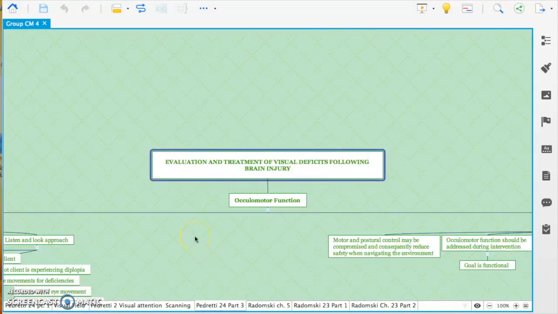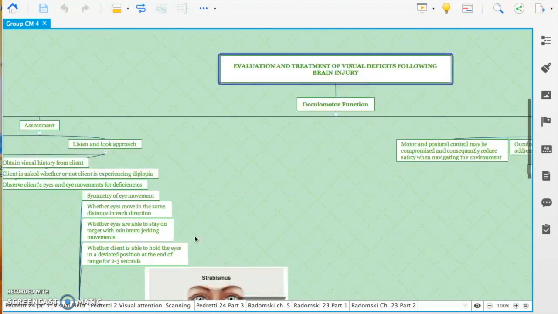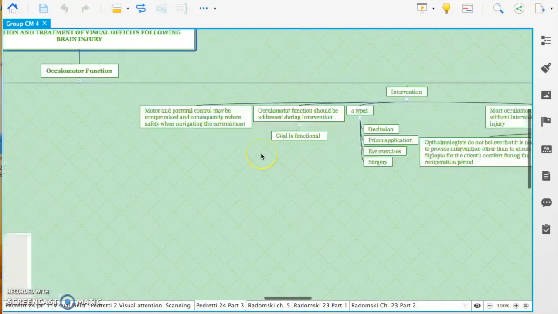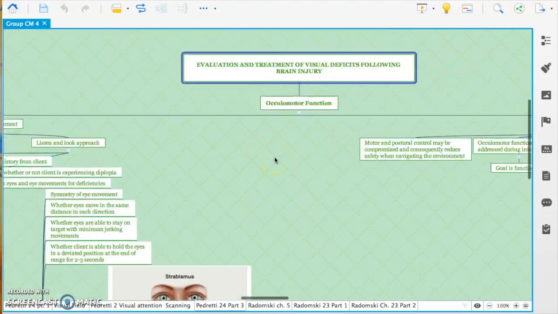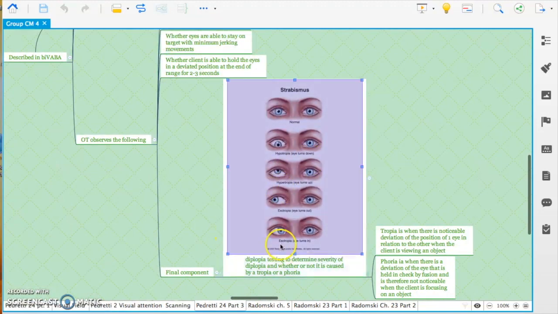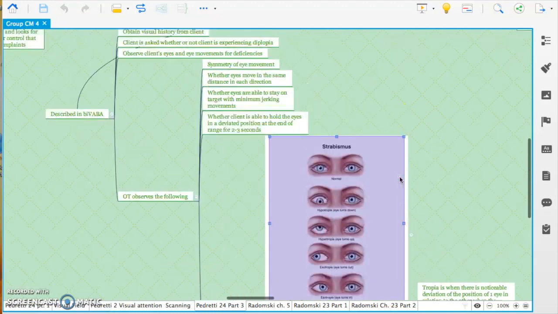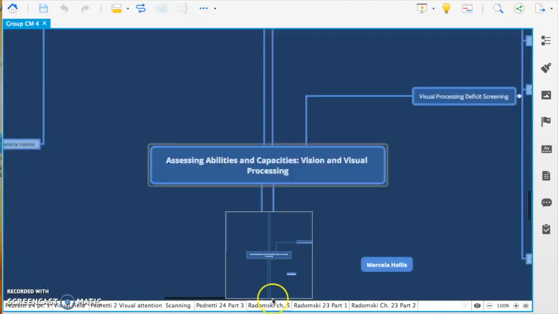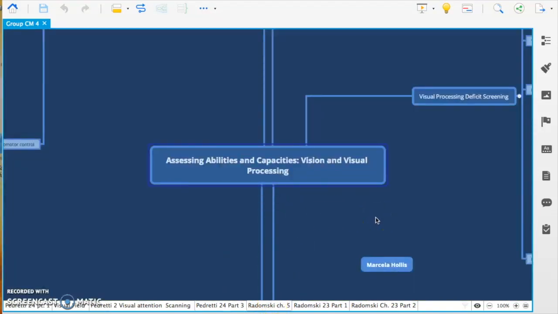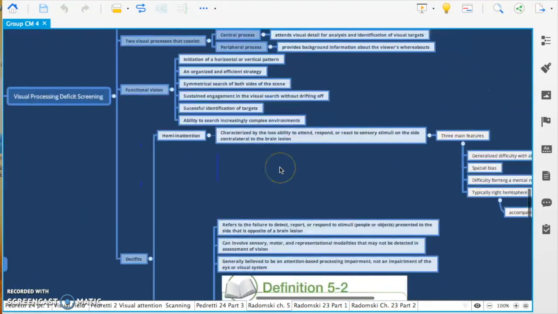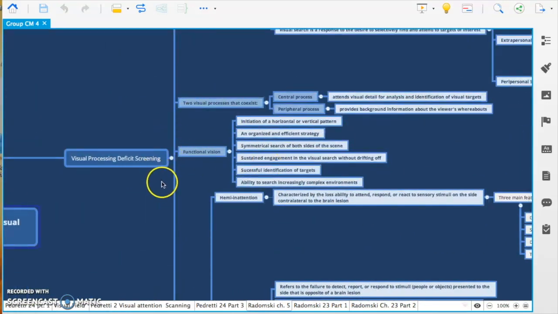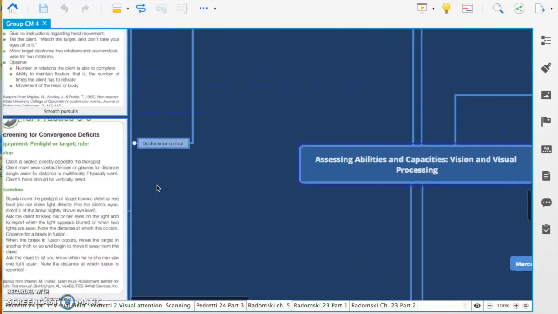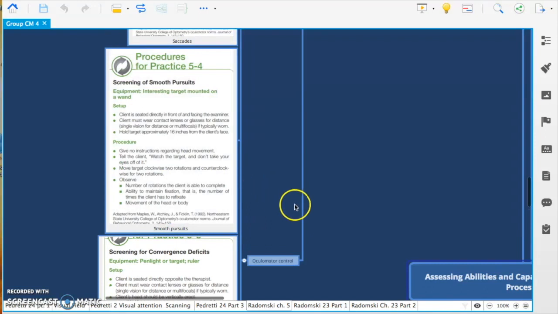So then there is evaluation and treatment of visual deficits following brain injury, and a big one is oculomotor function, and so that breaks down to assessments and intervention when there are deficits in this. There is strabismus, and you can test this as well as observe the patient. The next part is assessing the abilities and capacities in vision and visual processing. So there's a whole screening process for deficits in visual processing. And then more information about oculomotor control.